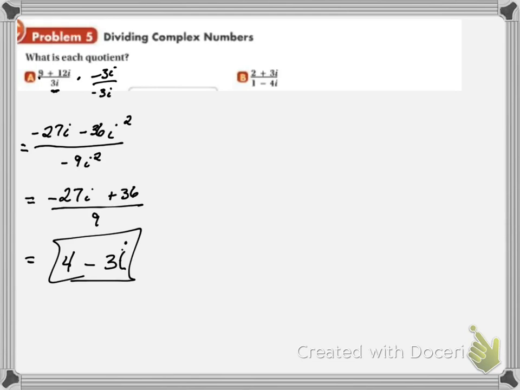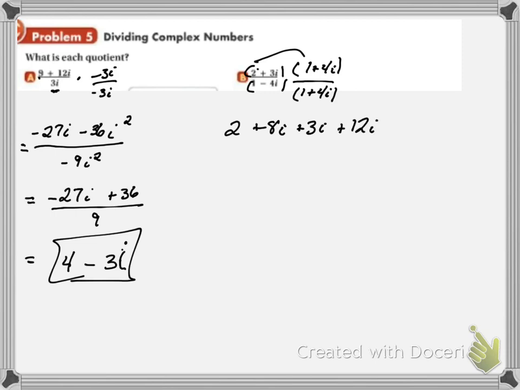Now here, the complex conjugate of 1 minus 4i is 1 plus 4i. So I want to multiply top and bottom by 1 plus 4i. What I'm going to do now is FOIL this. First is 2, outer is 8i, inner is 3i, last is 12i squared.